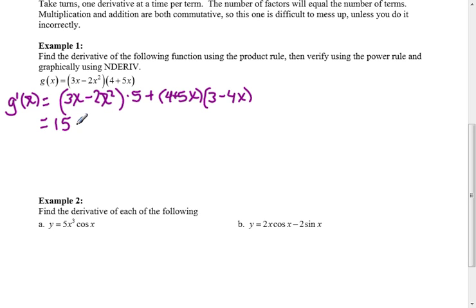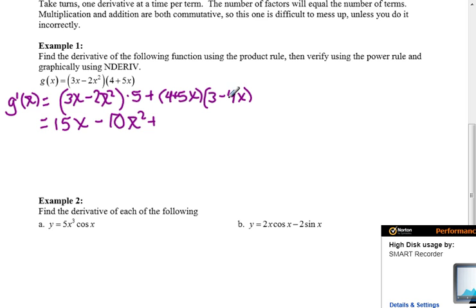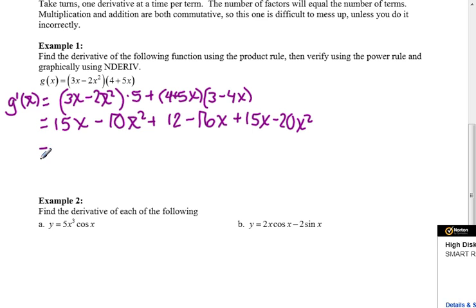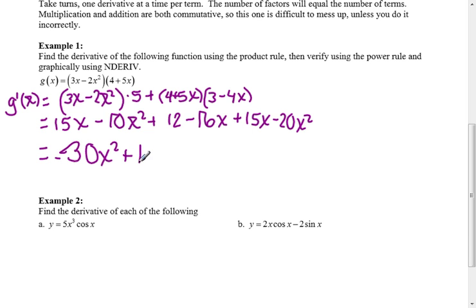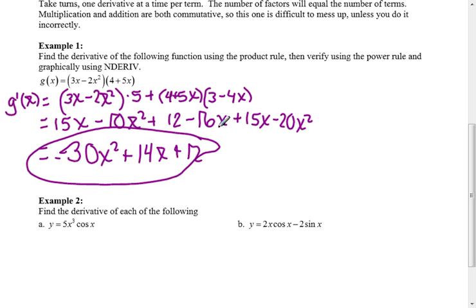So we get 15x minus 10x squared plus, don't forget to multiply the binomial here, FOIL if you have to, 12 minus 16x plus 15x minus 20x squared. Combining our like terms here gives us minus 30x squared plus 14x plus 12. Alright, and there is our derivative function.